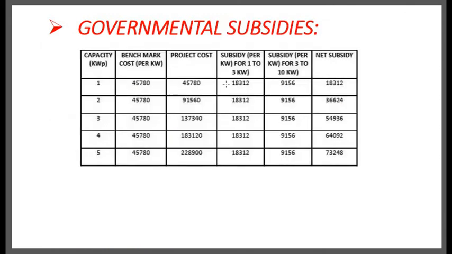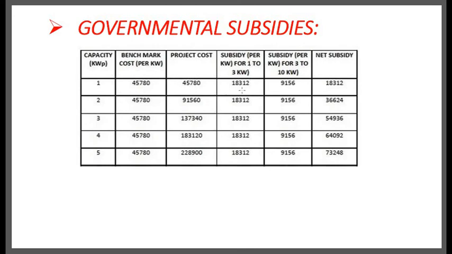Now this table indicates the total capacity of the solar plant, then its cost, total project cost, subsidy and net subsidy. So for a 1 kilowatt solar PV system, the total cost is 45,780 rupees. So the project cost is also the same.